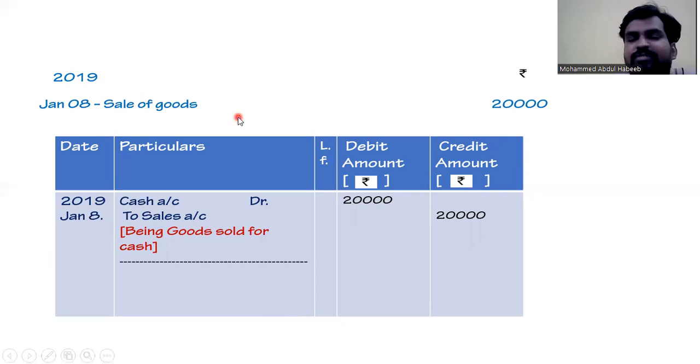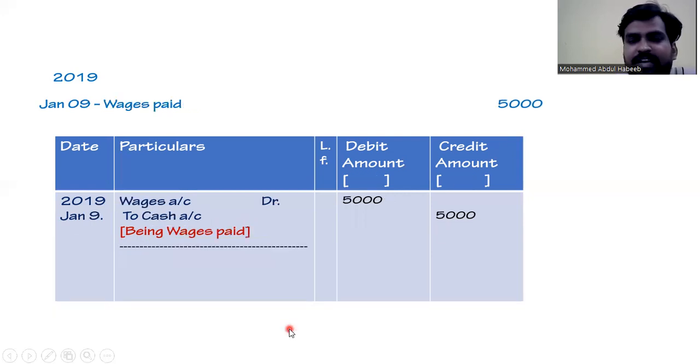So here the date will be taken as 2019 January 8, sale of goods. Sale of goods in the sense the business is selling the goods. In return the business will be receiving cash. So cash is coming into the business. So cash will be debited and sales, as it is an income, it will be credited. So the journal entry on 2019 January 8 becomes cash account debit 20,000 to sales account 20,000 and the narration will be being goods sold for cash. Coming to our next transaction, which is on 2019 January 9, wages paid rupees 5,000.